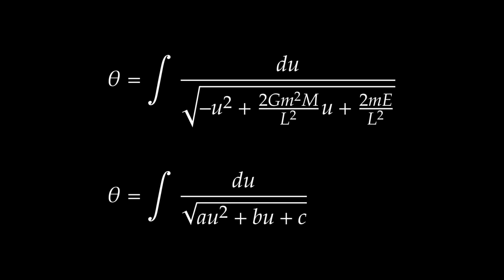I immediately have a concern over here in my definition of the ellipse, because of the way ellipses are defined traditionally in mathematics. I have a's, b's, and c's that appear over here. These are not the same. These are the constants in this quadratic, and I can do by inspection and see that a is equal to negative 1, that b is equal to 2g m squared m over L squared, and that c is 2me over L squared. So this is the integral that I need to solve.